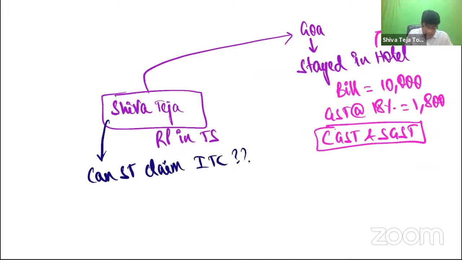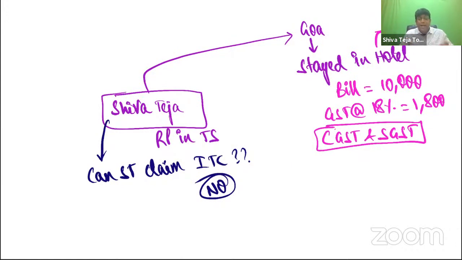Of course, input tax credit is tomorrow's discussion. In GSTR 3B, 2A, 2B we will talk. But still I'm asking you, can I claim input tax credit? Definitely, my dear friends, 101% answer is no. Because one point you have to understand is that Shiva Teja, being a registered person in Telangana state, I can claim credit of two things. Number one, I can claim credit of CGST, SGST paid in Telangana, and I can also claim credit of IGST. But I cannot claim credit of CGST, SGST paid in Goa.